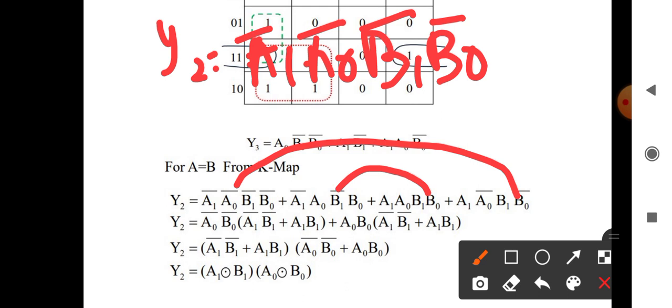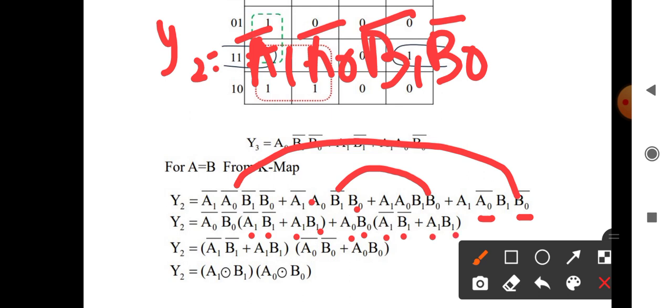In these two terms, you just see we are having the common A naught complement and B naught complement. You take down that A naught complement and B naught complement, and then we will be getting A1 complement B1 complement plus A1 B1. Here we can see we are having the common A naught B naught. You take down common A naught B naught, A1 complement B1 complement plus A1 B1.